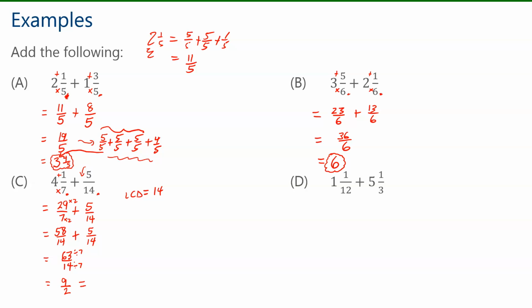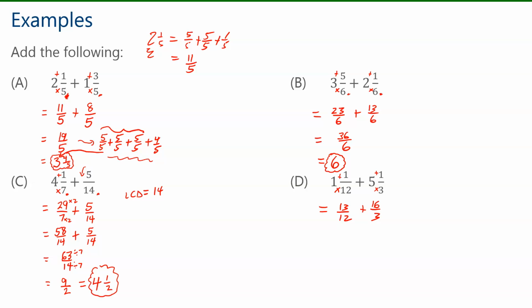So now I want to know, how many full groups of 2 can I get out of 9? Answer, 4. 4 groups of 2 gives me 8, so I have 1 left over. 4 1/2. Final answer. Then in D, 1 1/12 plus 5 1/3. Well, let's see. 12 times 1 is 12, plus 1 is 13. So that's 13 over 12. Plus 5 times 3 is 15. Add 1, I get 16 over 3.